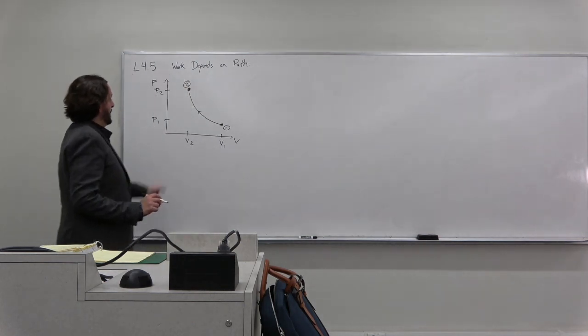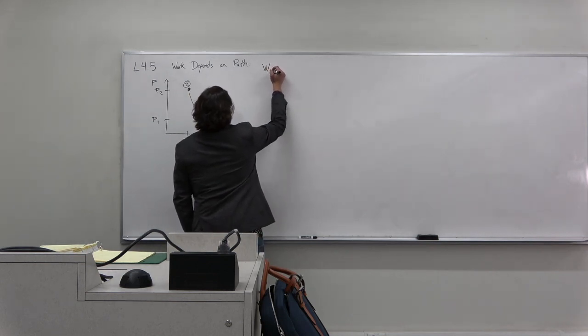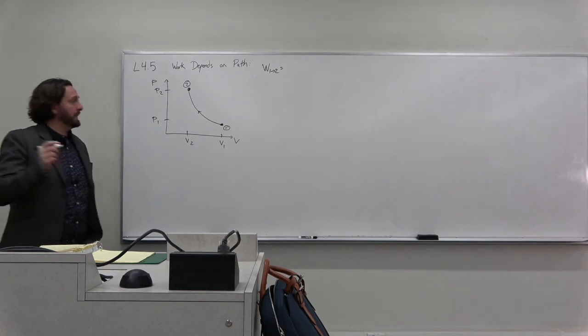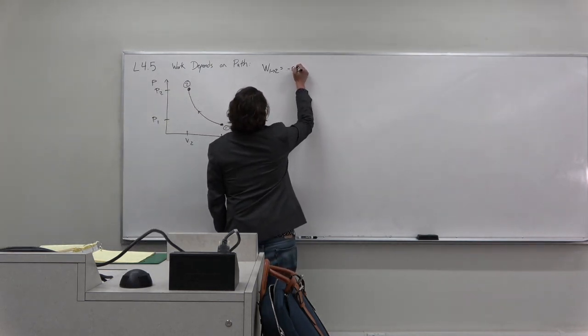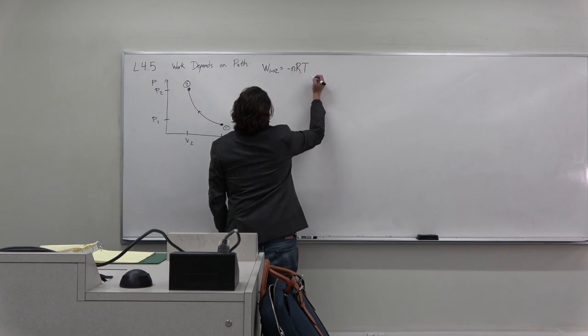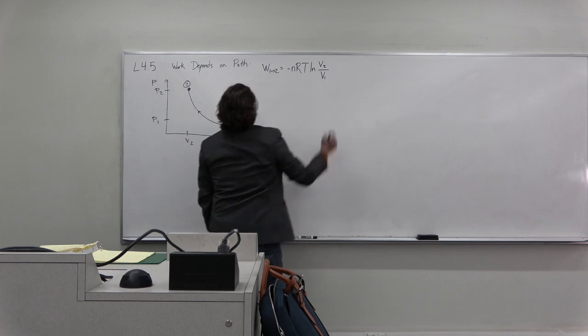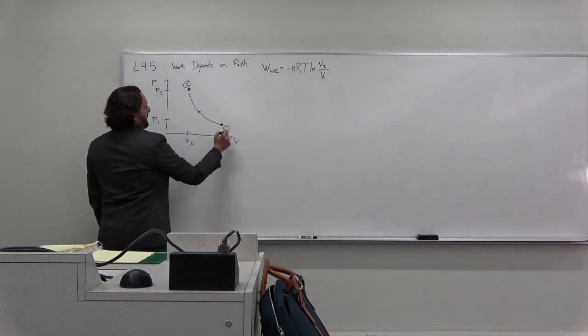So, I'm going to leave this and I'm going to think about what's the work done when we go from 1 to 2. Well, we've already done this, right? This is an isotherm, so it was minus nRT log V2 over V1. Okay? And that was the area under this curve.